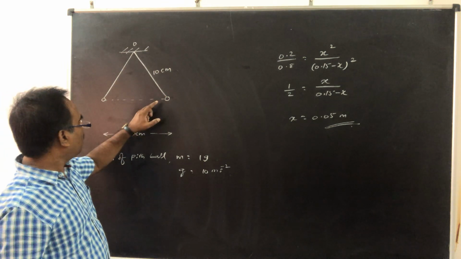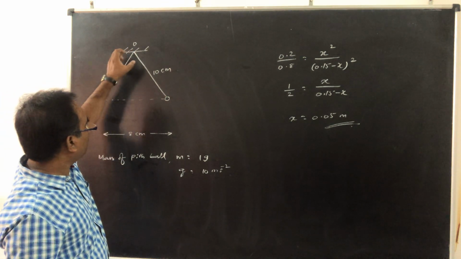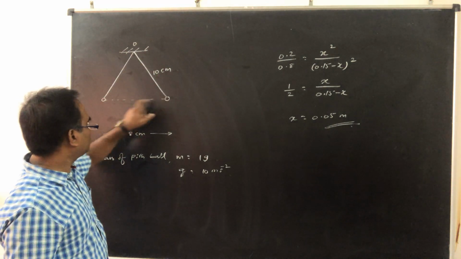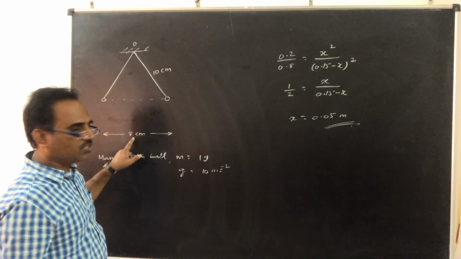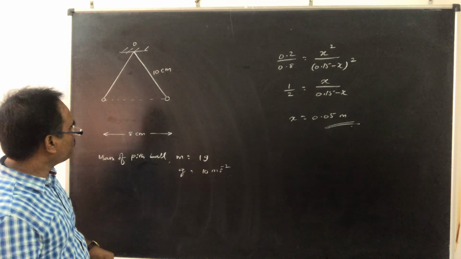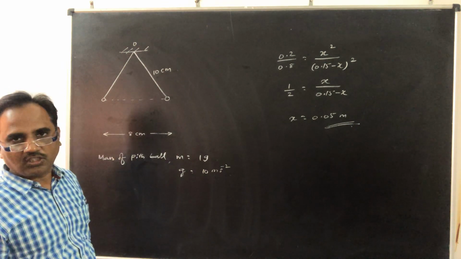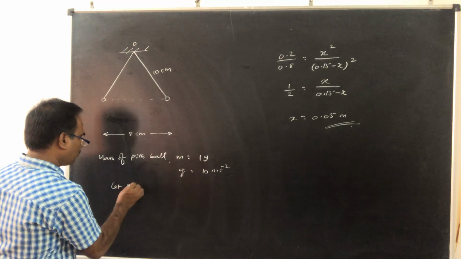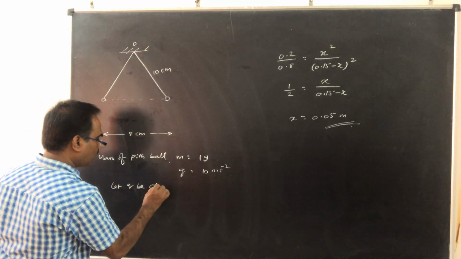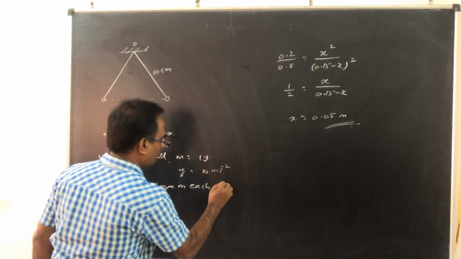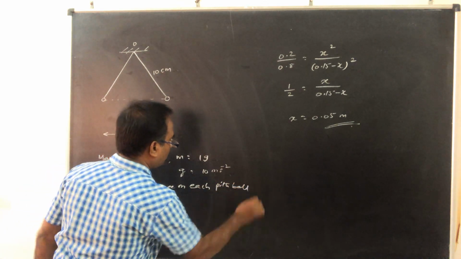When these two pith balls are suspended from the same point by two strings of length 10 cm each, because of the charge on them, they repel each other by a distance of 8 cm. So this is the data given. From this you are asked to find the charge on each pith ball. So first we shall assume that let Q be the charge on each pith ball.